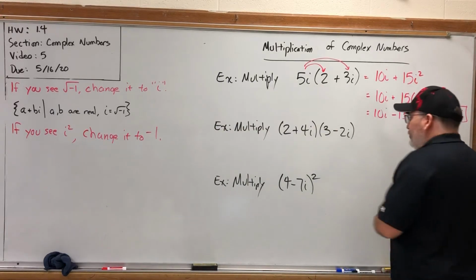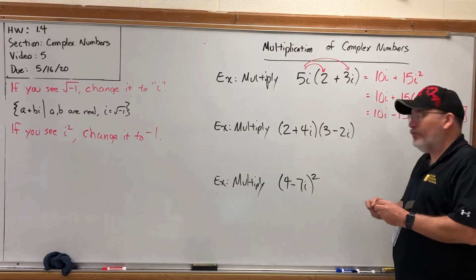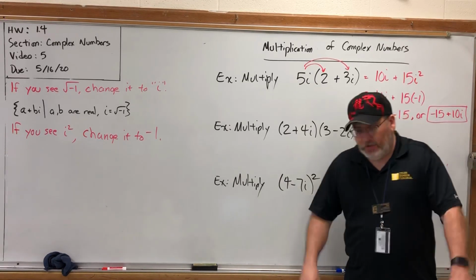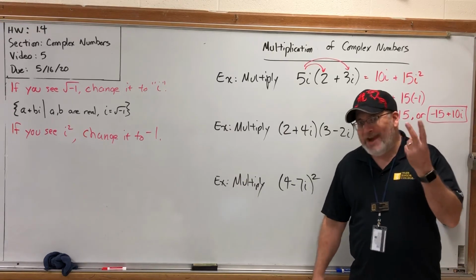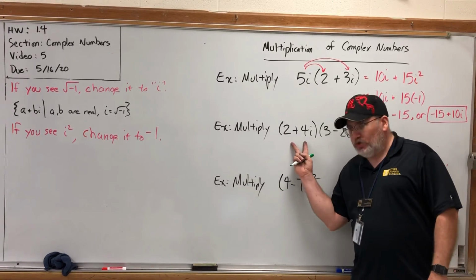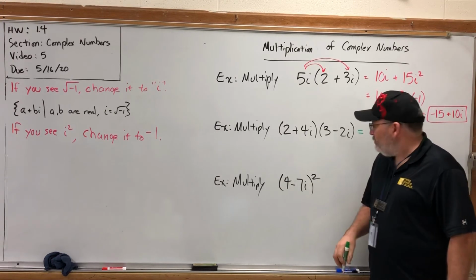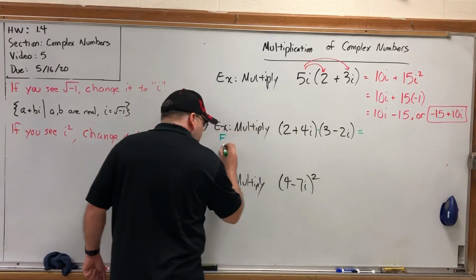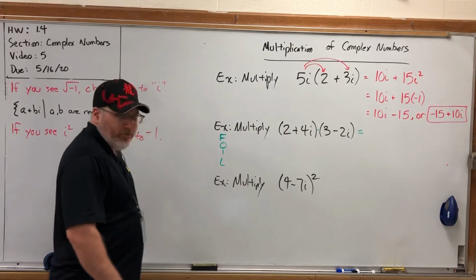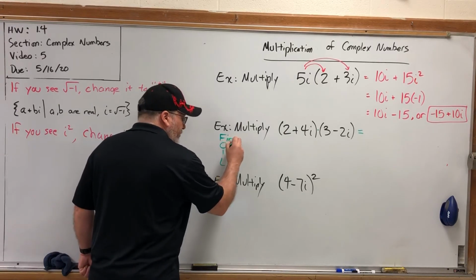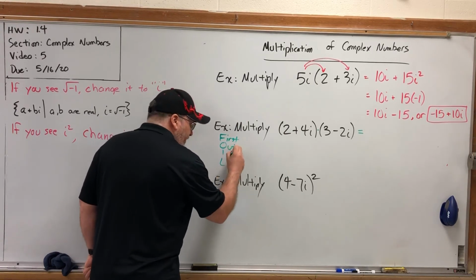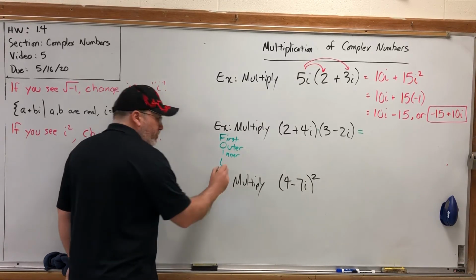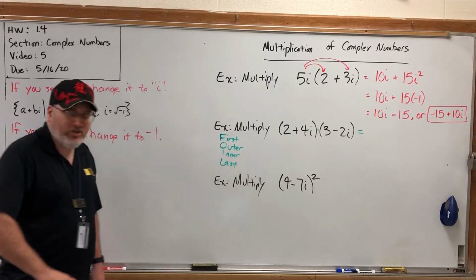Multiply the complex number 2 plus 4i times the complex number 3 minus 2i. This is where you would FOIL. For those who don't remember, FOIL is a gimmick for multiplying two binomials. A binomial is an expression with two terms, so two terms being multiplied. You may remember what the F, O, I, and L stand for. F stands for the product of the first terms. O stands for the product of the outer terms. I stands for the product of the inner terms. L stands for the product of the last terms.